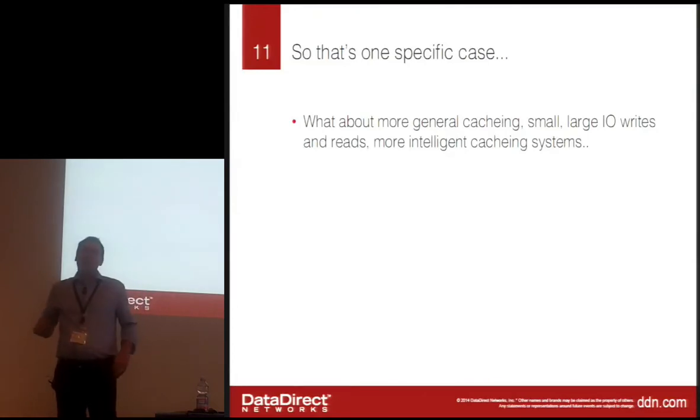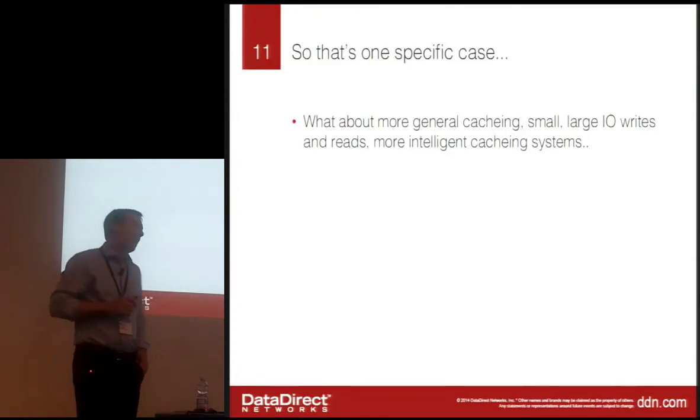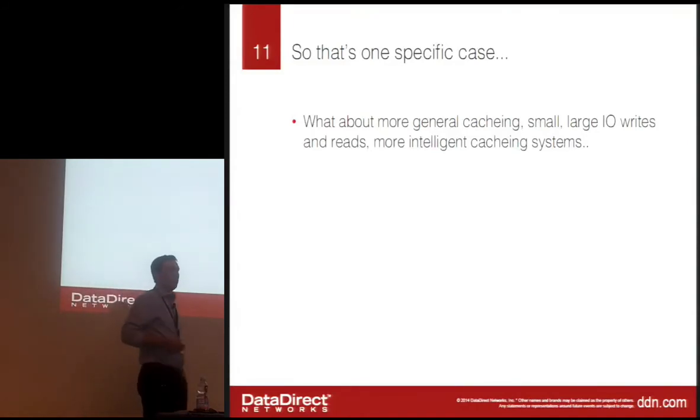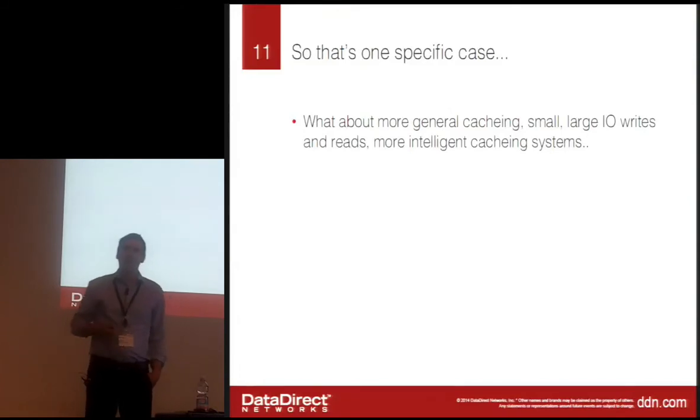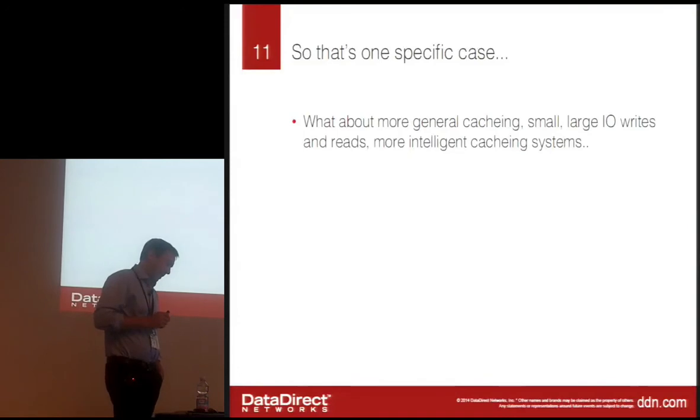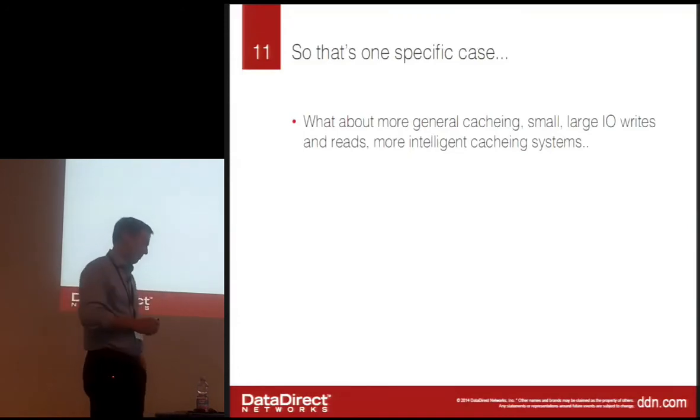So that's one specific case. We just talked about read caching today to help accelerate small read IOs on files. But what about this next generation stuff I mentioned at the start? How are we going to move into the exascale domain to take advantage of these next generation NVRAM systems?